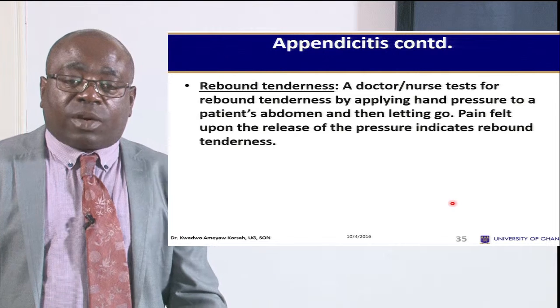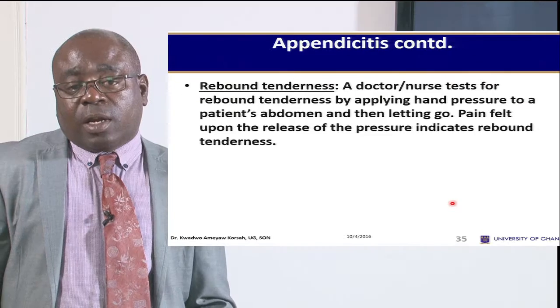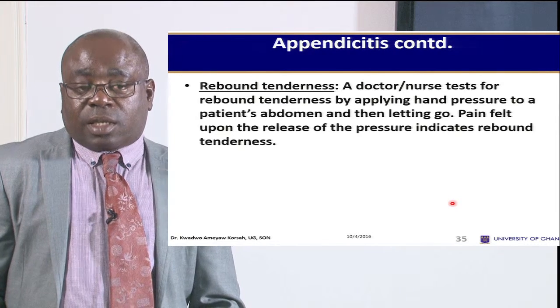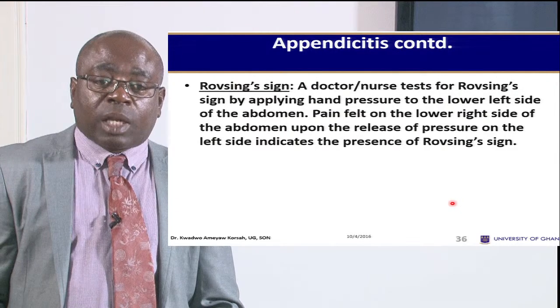And then we also have rebound tenderness, where the doctor tests for rebound tenderness by applying hand pressure to the patient's abdomen and then letting go. If the patient feels pain upon release of the pressure, that indicates rebound tenderness, and that indicates that probably there's peritonitis as a result of leakage of the intestinal contents into the peritoneum because of the perforation.